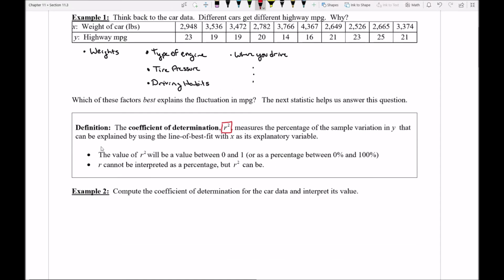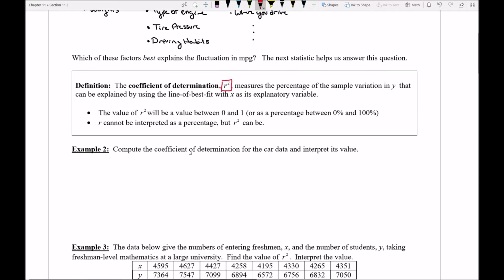Now, if we take a look here, we'll see that again the value of r squared is going to be a number from 0 to 1 because it's going to represent a percentage. R itself was a value we talked about a couple sections ago, and it was not a percentage. We kind of thought about it as like a score, but r squared is a percentage. So let's take a look down here at example number 2.